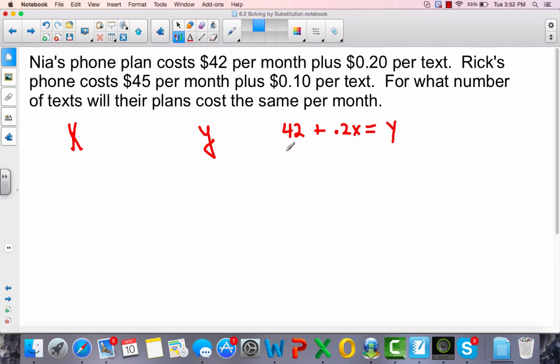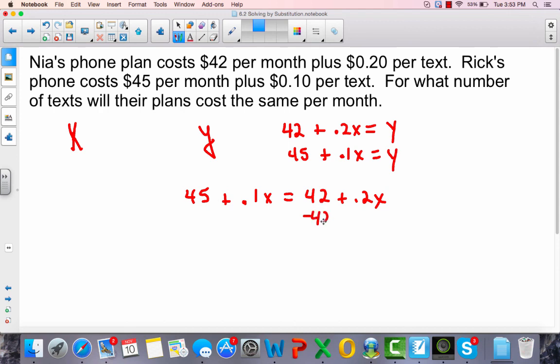So we do the same thing on the other one, 45 plus 10 cents per text equals the total cost. And remember, the total costs are going to be the same. It says, for what number of texts will their plans cost the same? So that means the total cost, y, and y will be the same thing. So now we've got y equals 42 plus 0.2x. We replace it here in this y. So we go 45 plus 0.1x equals, and instead of the y, we're going to put 42 plus 0.2x.